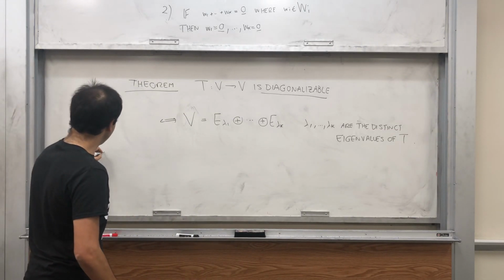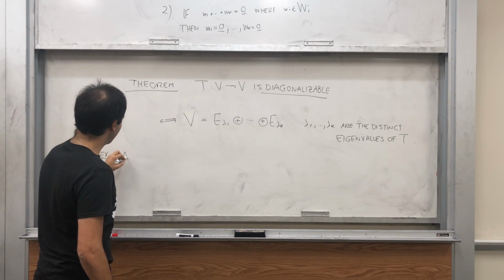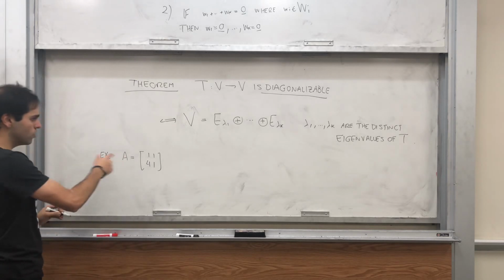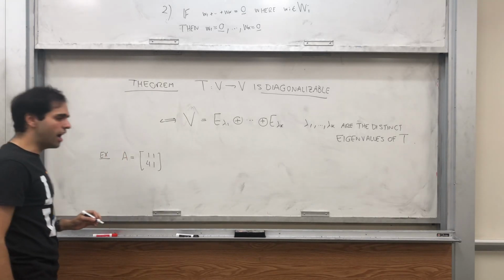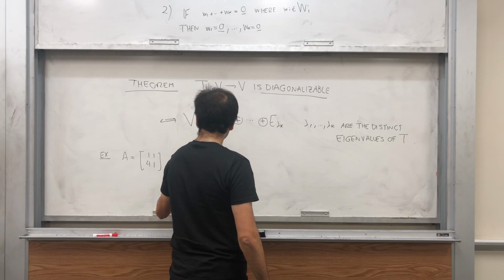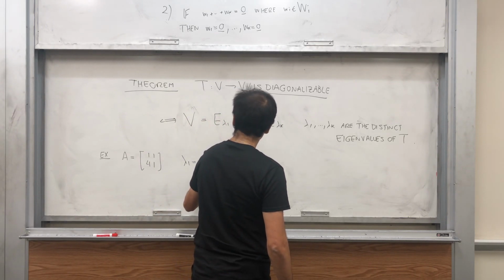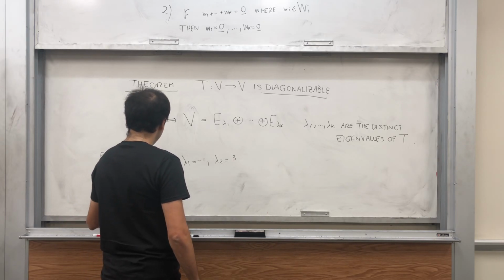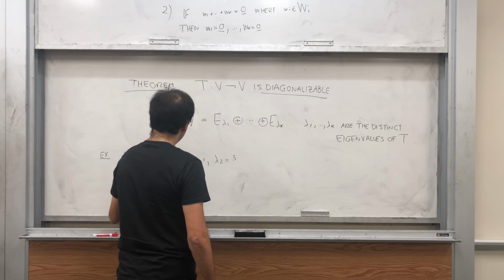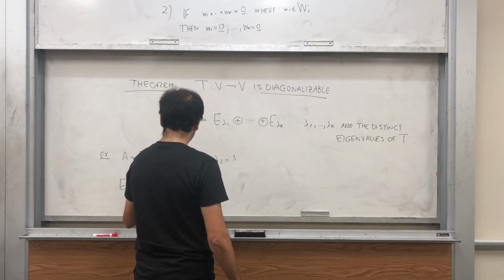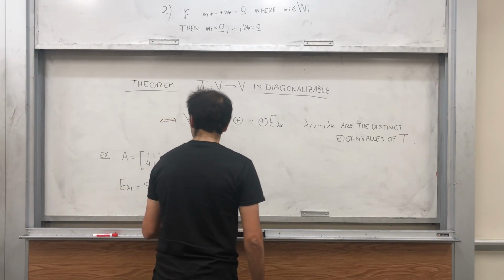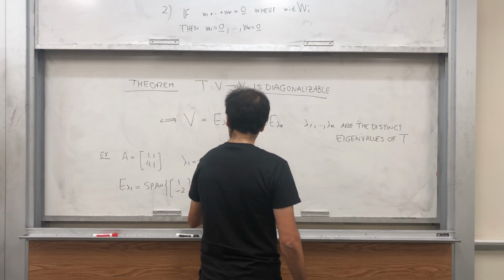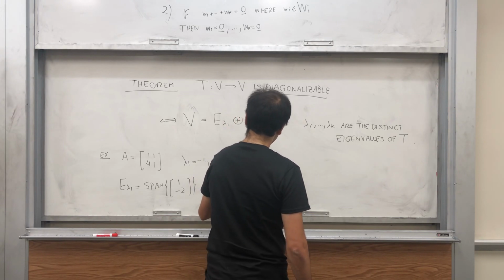So let me just give you a little example. And that's the one I talked about before. So the matrix 1, 1, 4, 1. It turns out you can find the eigenvalues. Lambda 1 is -1, lambda 2 is 3, and you can find corresponding eigenspaces. So I think E of lambda 1 is the span of 1, -2. And E of lambda 2 is the span of 1, 2.